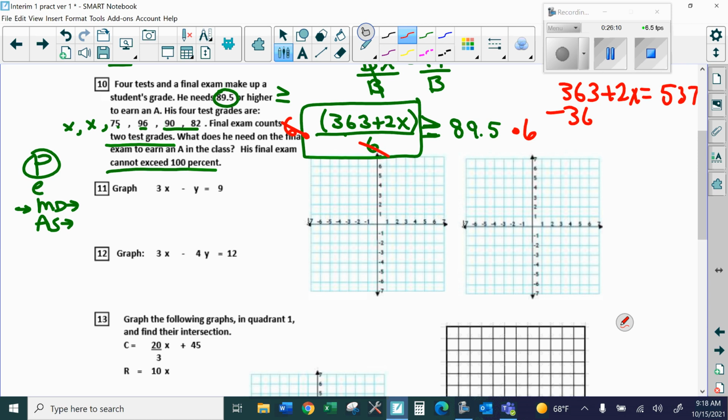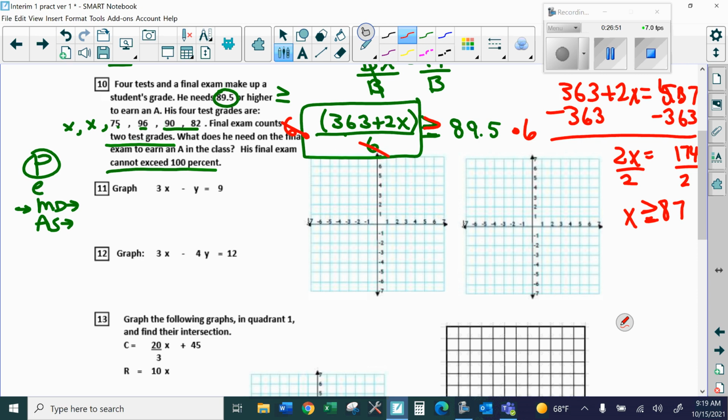Subtract the 363 across now. 2x equals, that's a 4, borrow, 13 minus 6 is 7, and 4 minus 3 is 1. And last step, divide by 2, and I get 87. 87 times 2 is 174. So remember it's a greater than or equal to sign. So x has to be greater than or equal to 87. He has to score at least an 87 on his final exam to end up with an A average.